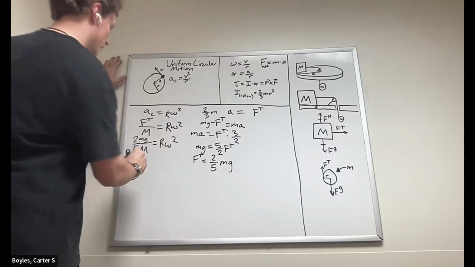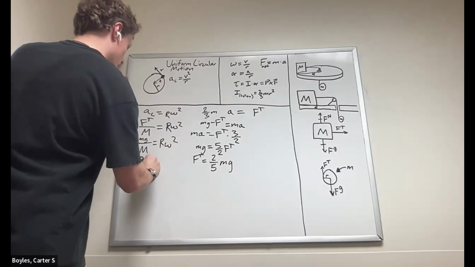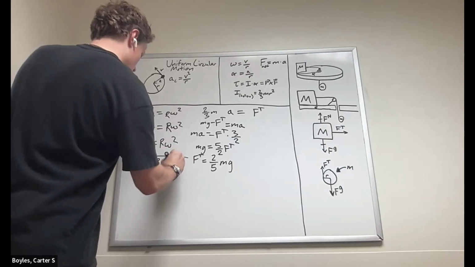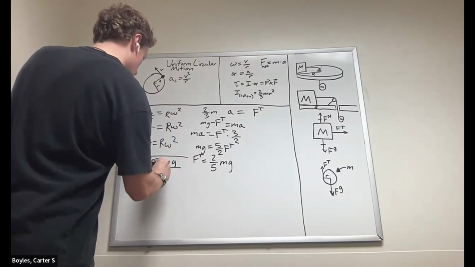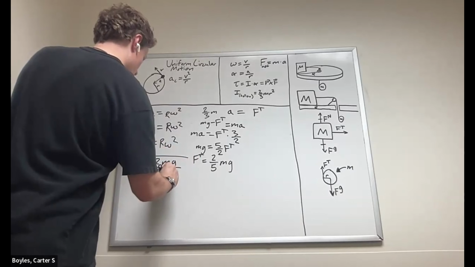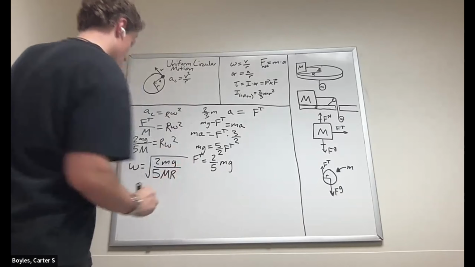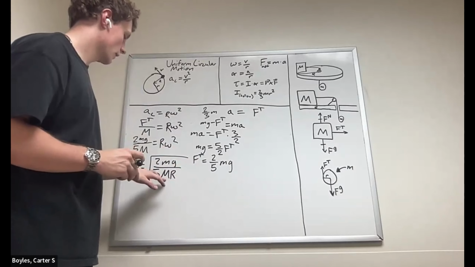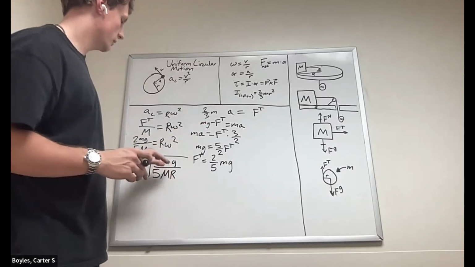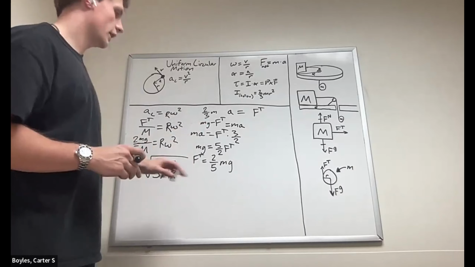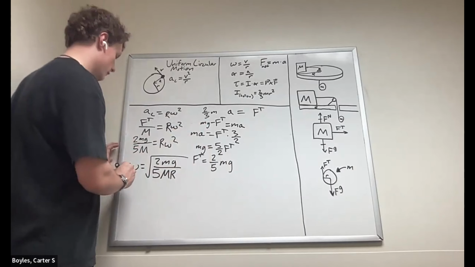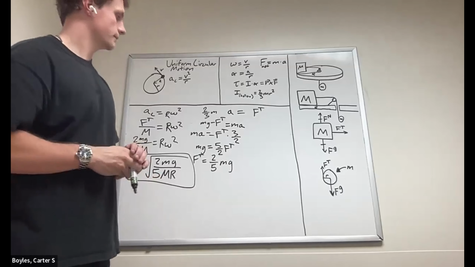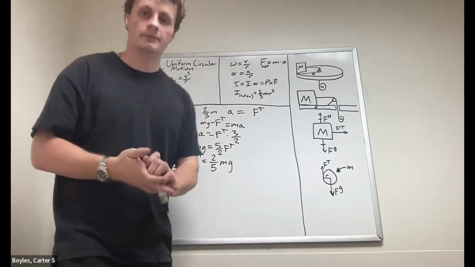And rearranging this for angular velocity and taking the square root, we can get our solution that the angular velocity is equal to the square root of 2 mg over 5 MR. Again, where the capital M and capital R is the mass of the block and the radius of the turntable, and little m is the mass of the ball. And so this is what we have for the final angular velocity of the turntable and the block. And that's been the solution.